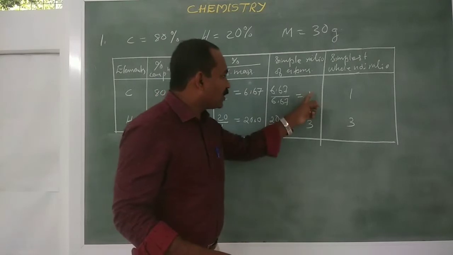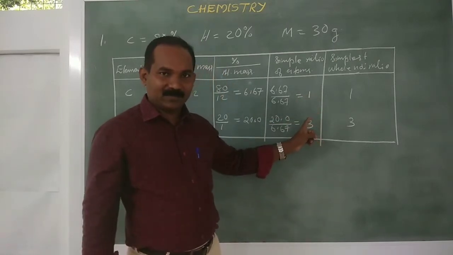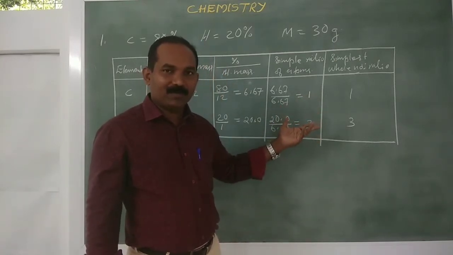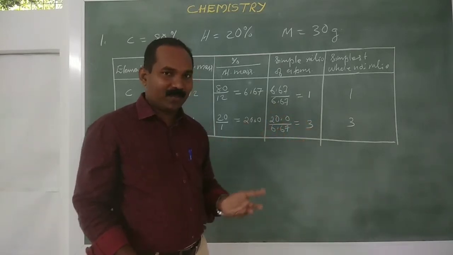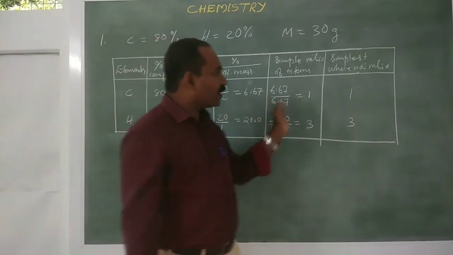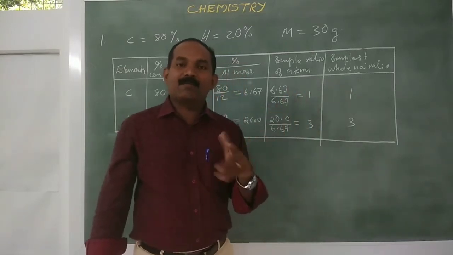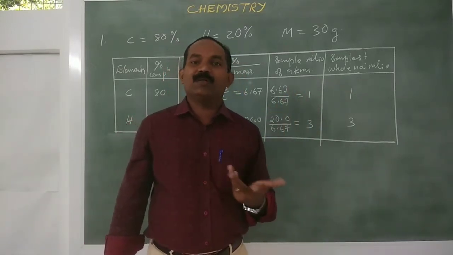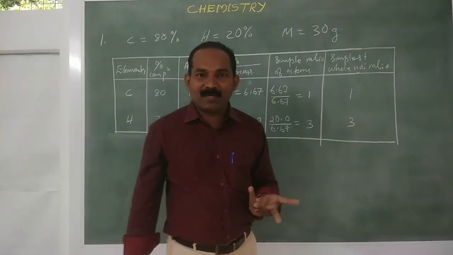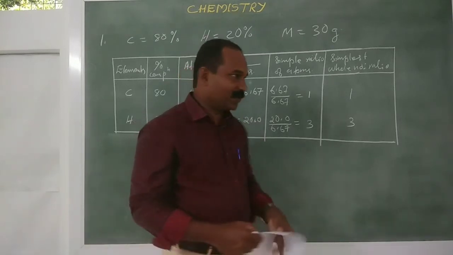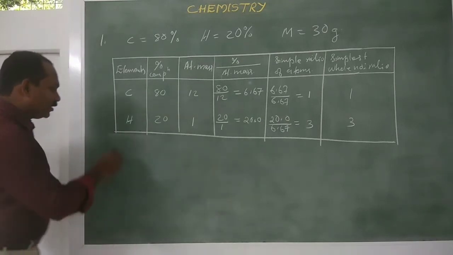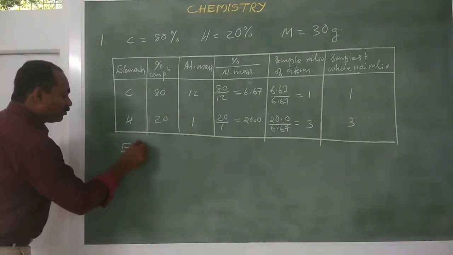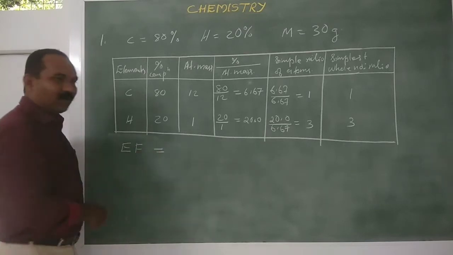Sometimes these are also fractions. Okay, maybe 1.5, 2.01 like that. You will see in the next problem. So in such a case, we convert into whole number by multiplying with the suitable numbers. So here the number is already whole number. Then empirical formula. Empirical formula of the compounds.